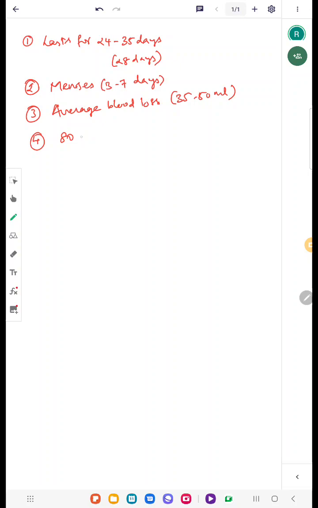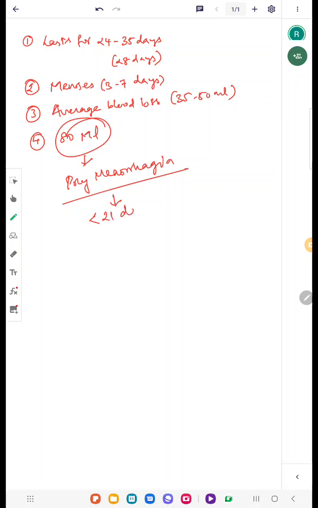There's also a circumstance when the average blood loss reaches 80 milliliters, and that is called polymenorrhagia, where there is excessive blood loss. This polymenorrhagia lasts for less than 21 days. So when the female has polymenorrhagia, the menstrual cycle lasts for less than 21 days because of excessive blood loss.